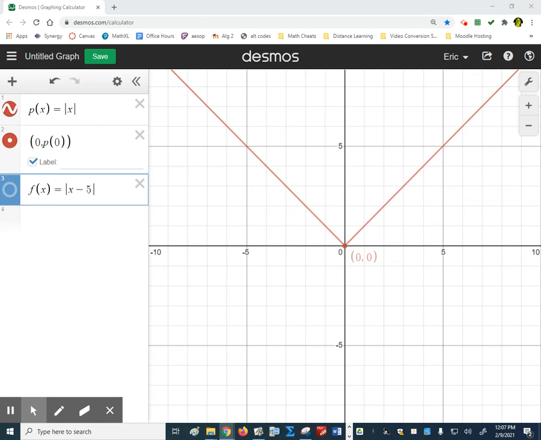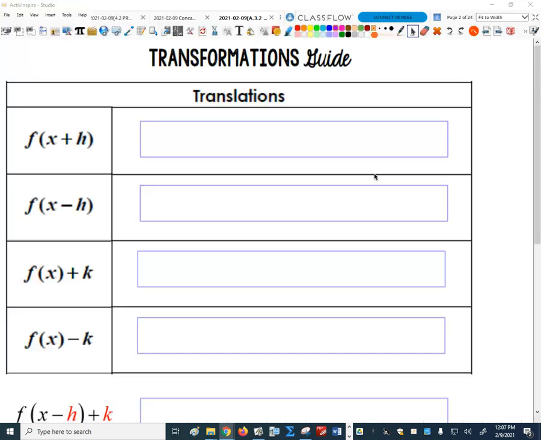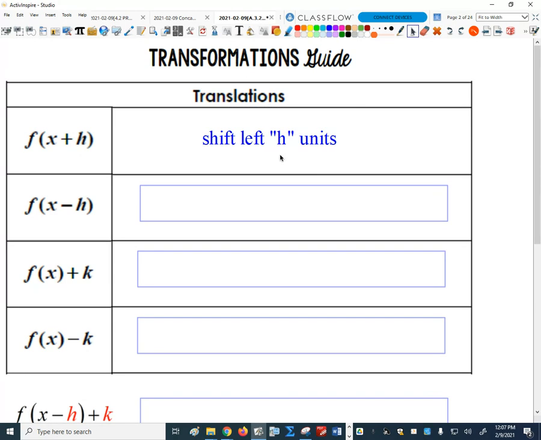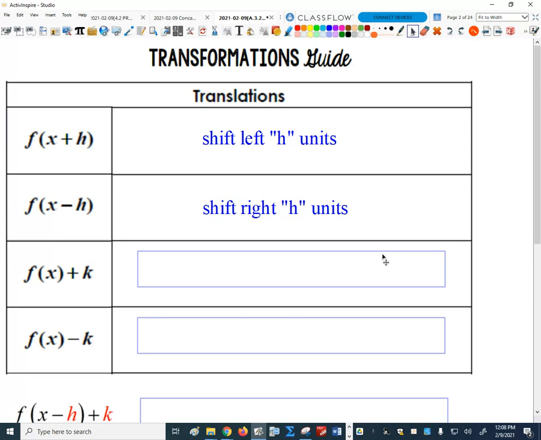Okay, there's the votes. This turned out better because look what happens. It does go right by 5, doesn't it? So again, you're subtracting from x the amount that it's moving to the right. It's the opposite of what you'd think. So in other words, if I'm adding a number h to x inside the function, I'm actually going left by h units. If I subtract a number from x inside the function, I'm going right by that amount.